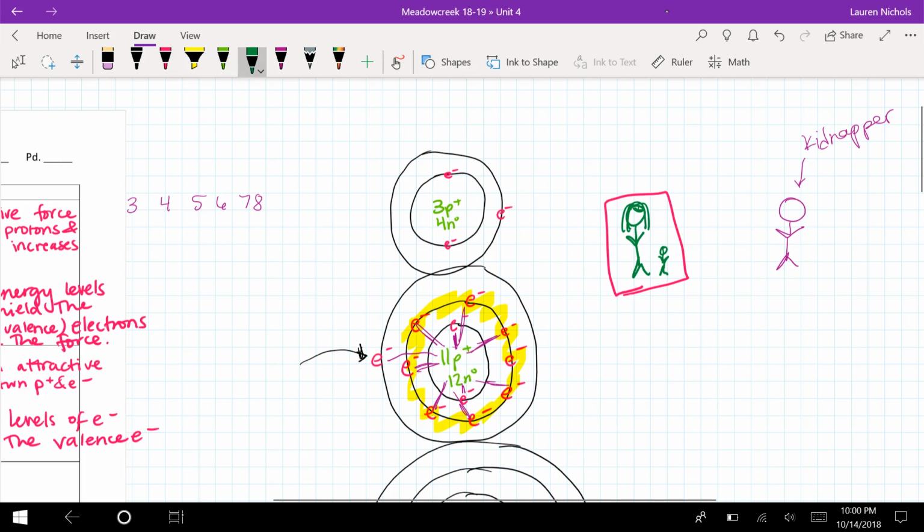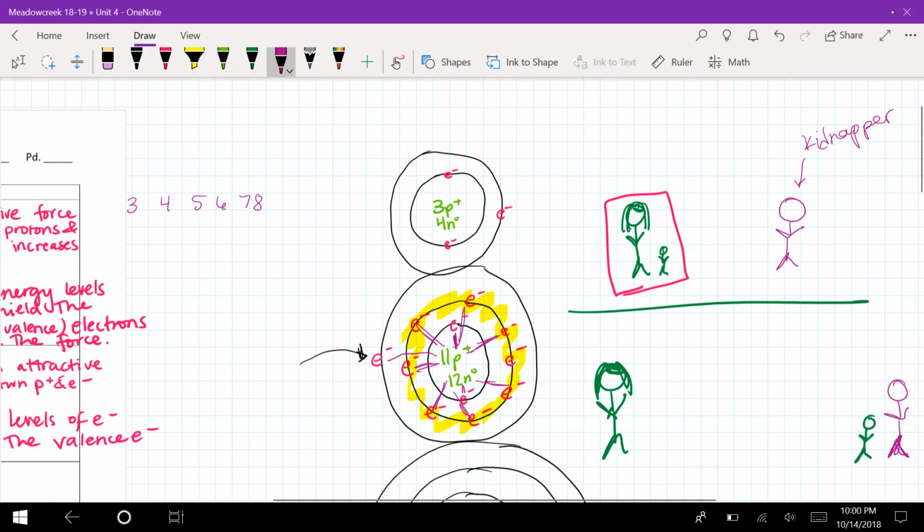However, in this second scenario, if I am over here, this is again green little me, but my little baby that I don't have is way over here, well, then this kidnapper can get to the baby pretty quickly and pretty easily because of that distance.